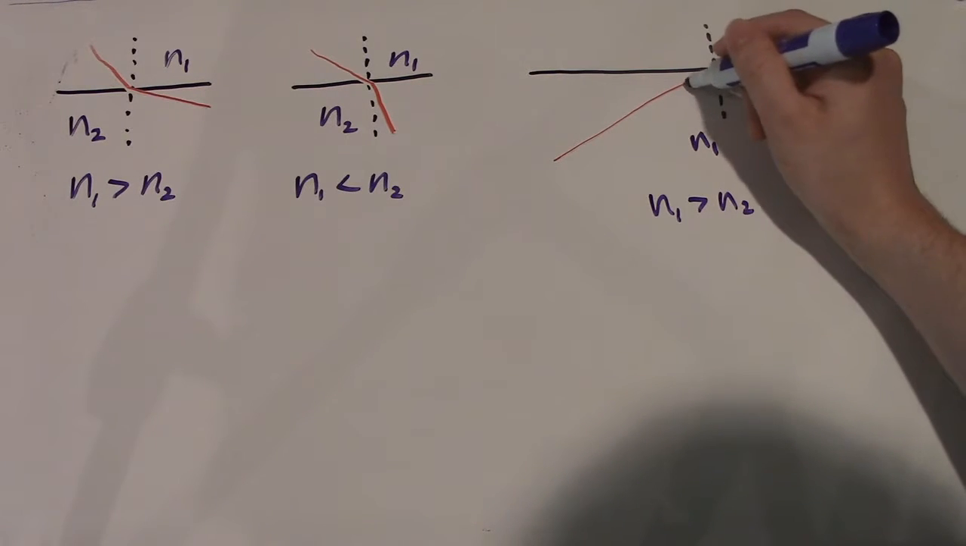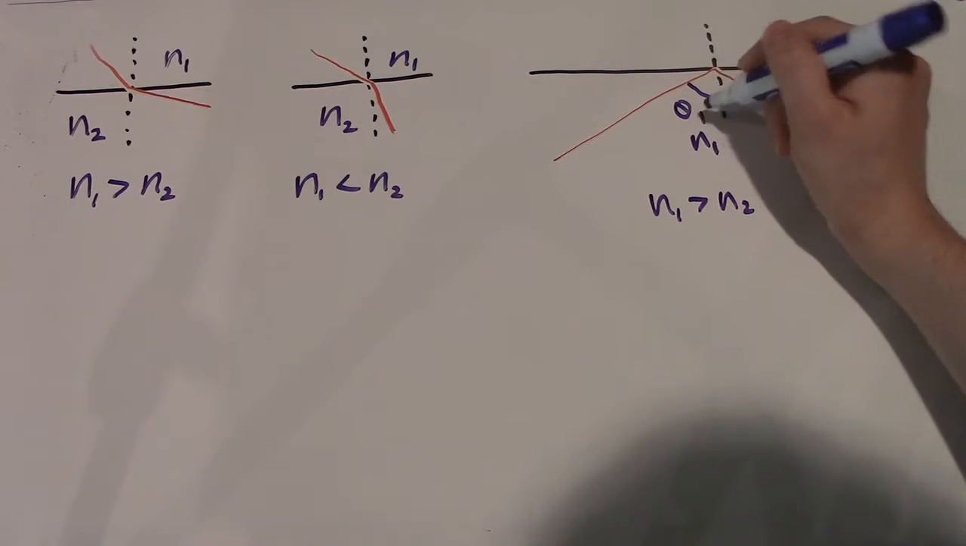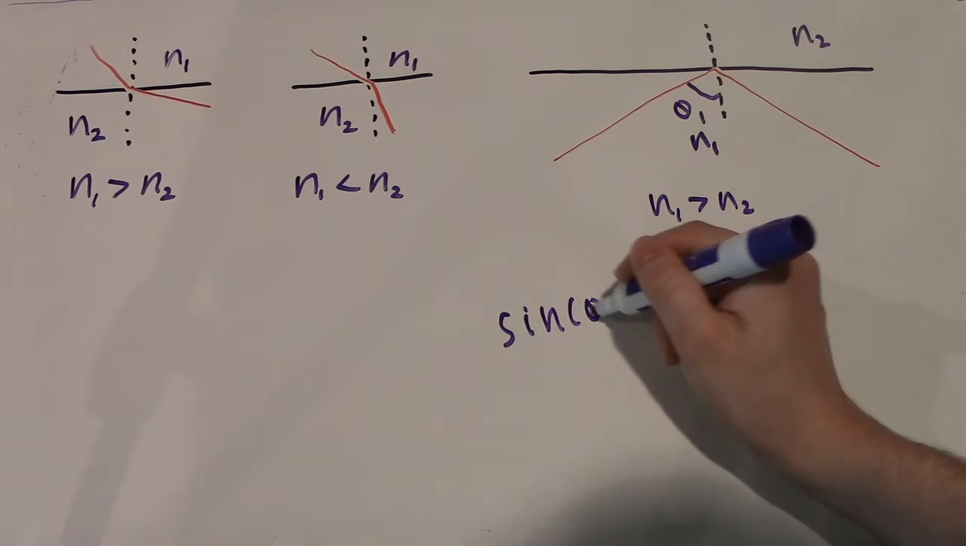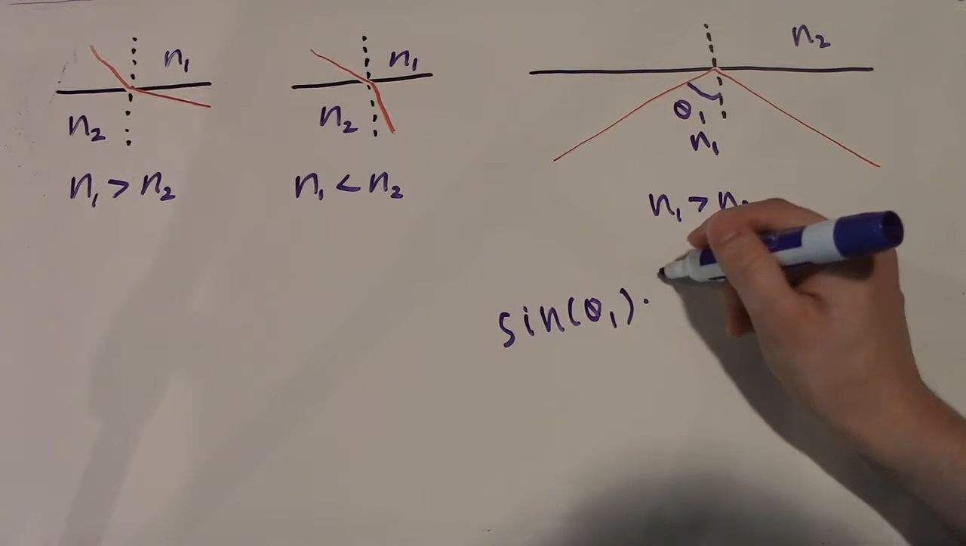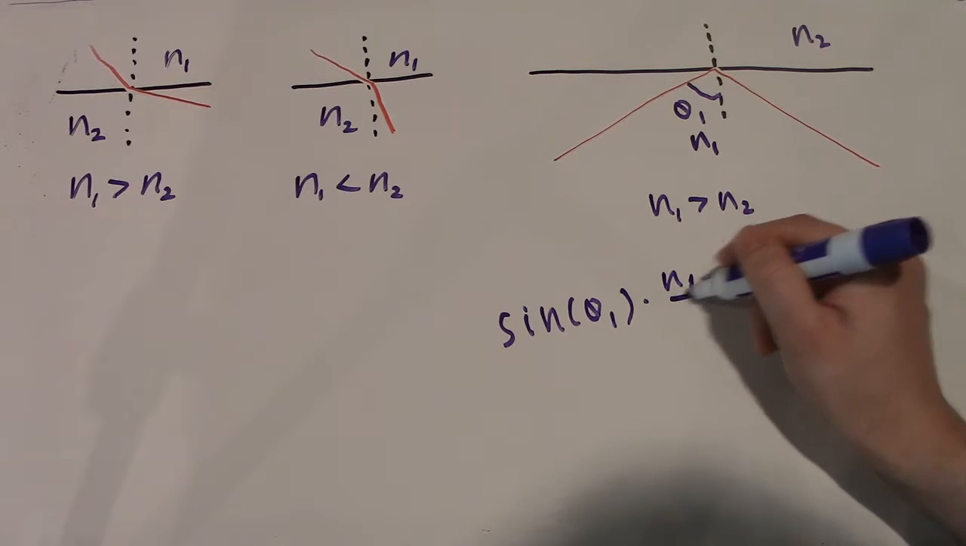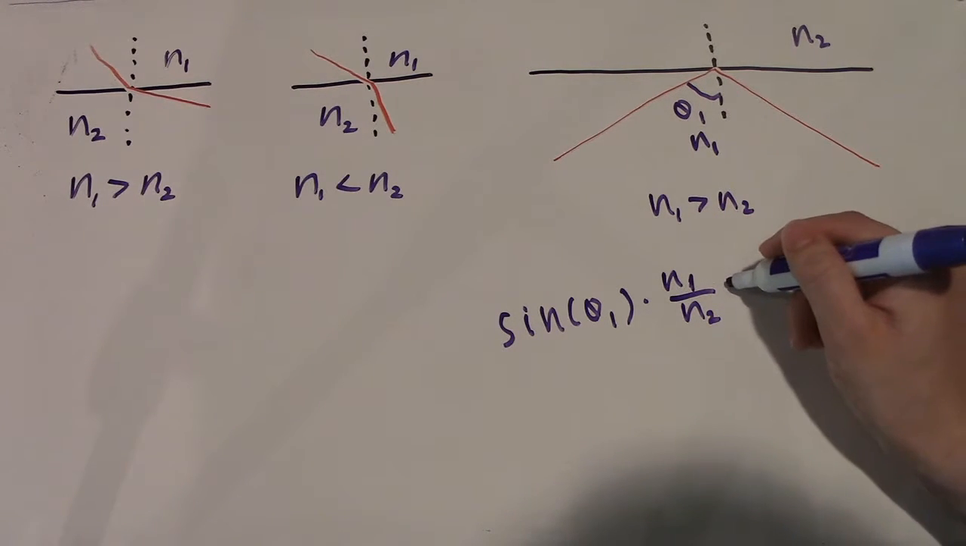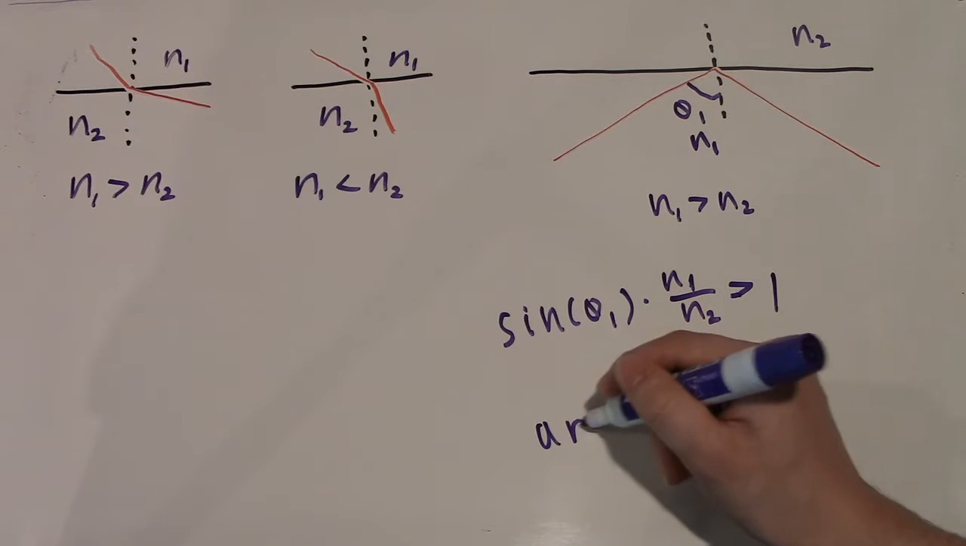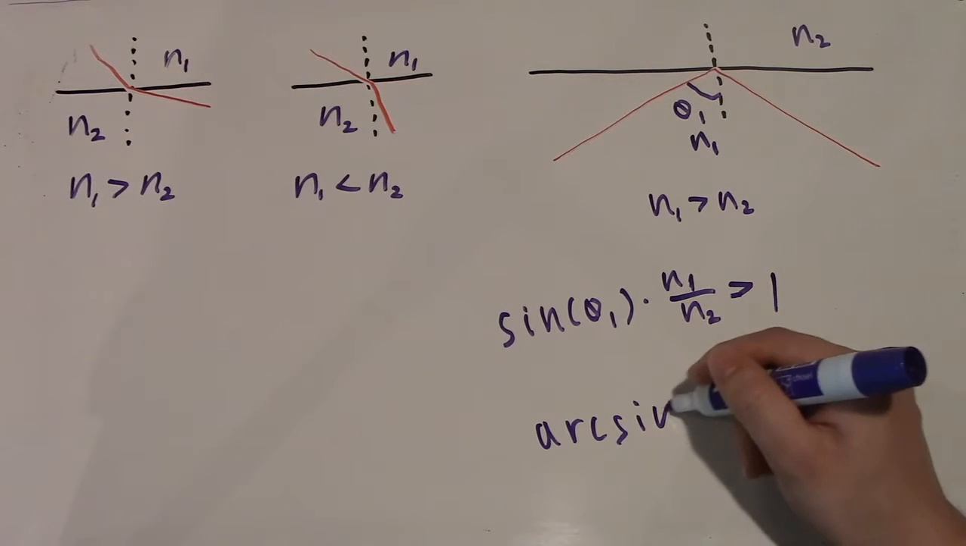This can be seen with Snell's law. If we bring the second index of refraction over to the other side, we see that if the sine of our incidence angle times the first index of refraction divided by the second index of refraction is greater than 1, we cannot have an exiting angle. This is because we can't take the arcsine of a number greater than 1.